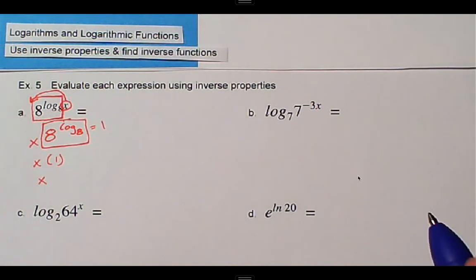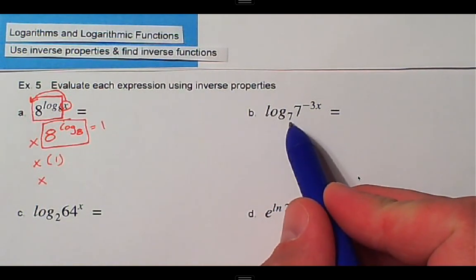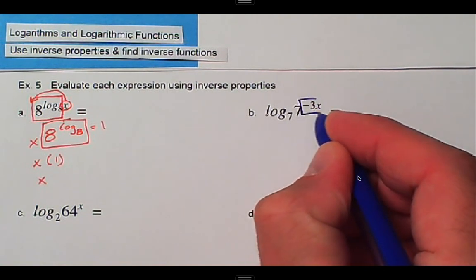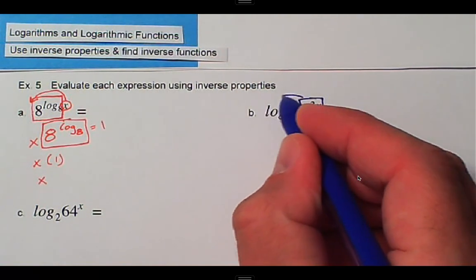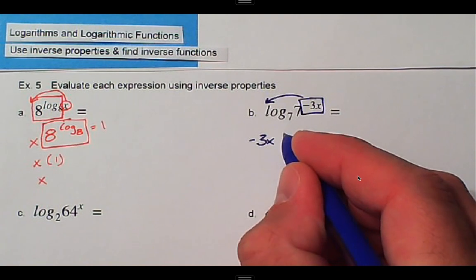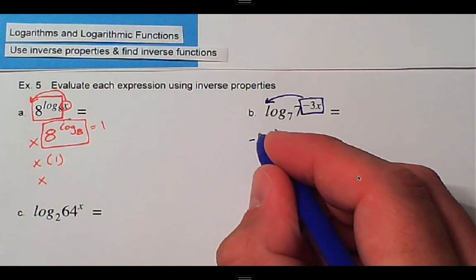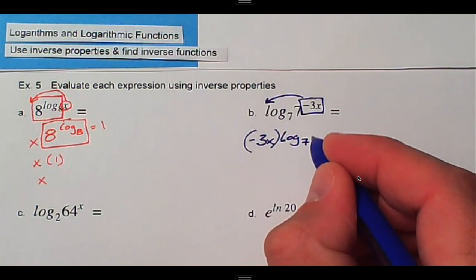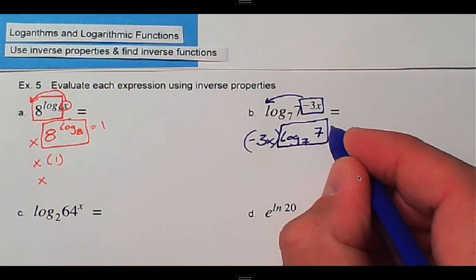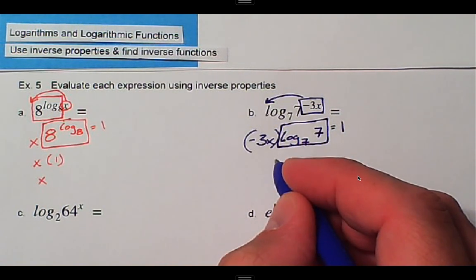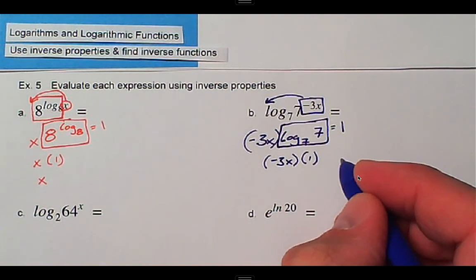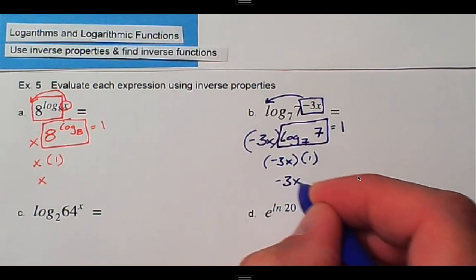We have a similar situation over here. We have log base 7 of 7 raised to the negative 3x power. So in this case, we can move our exponent out front of our log, and we can write it as negative 3x multiplied by log base 7 of 7. And this right here is just equal to 1. So we get negative 3x times 1, which is just equal to negative 3x.